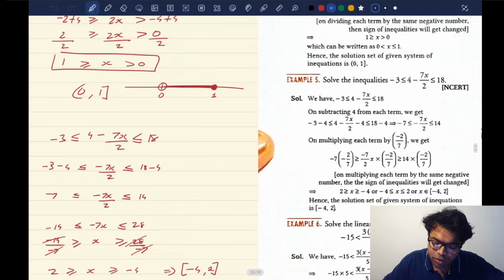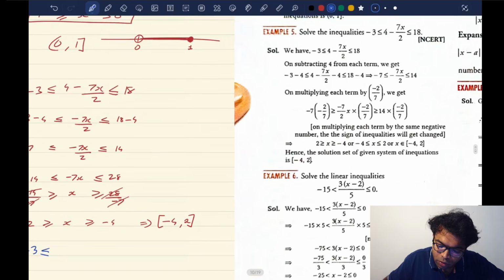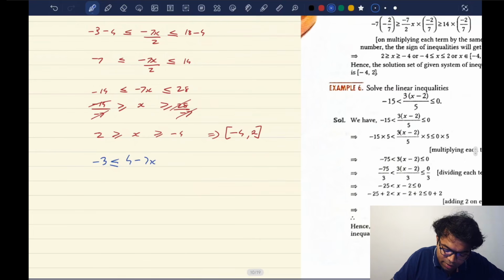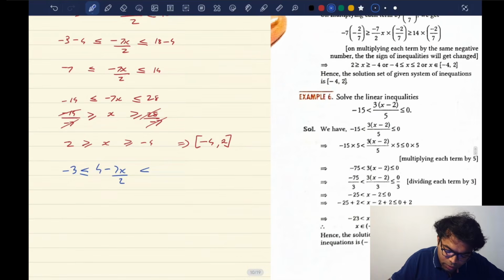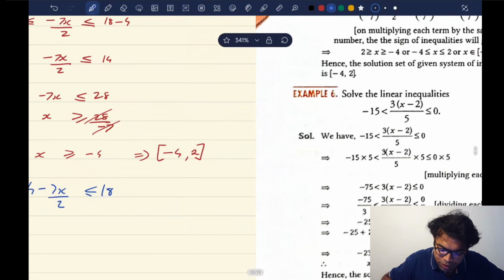So we are supposed to do this question today. Minus 3 is less than or equal to 4 minus 7x upon 2, which is less than or equal to 18. How will we do this?